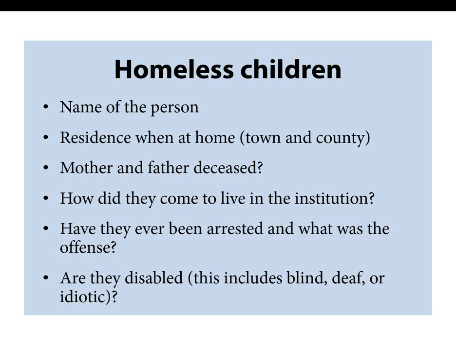As I was saying before, folks that are in orphanages, those are hard records to get a hold of. So this might be the only record that you have that your ancestor was living in an institution for homeless folks. And this is including the name of the person. We also get whether or not their mother and father are deceased. We have information about how they came to live there, whether or not they had been arrested. And again, they're asking those questions from the previous schedules. Are you blind, deaf, or idiotic?